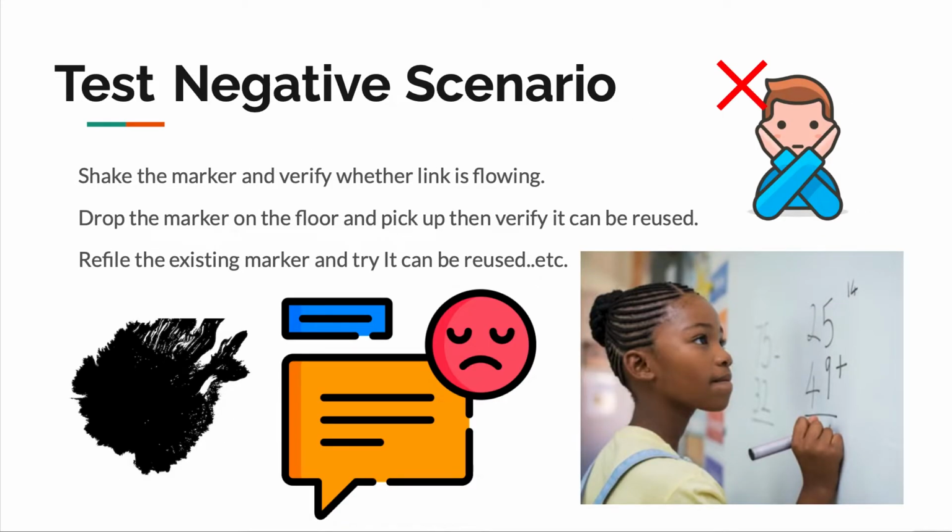Now what next? So we need to cover negative test scenarios. As part of negative test scenarios, I need to do things like, okay, check the marker and verify whether ink is flowing or not. It's very simple. Again, drop the marker on the floor and pick it up, then verify it can be reused. Then refill the existing marker and try if it can be reused. Okay, so these are the negative scenarios for a marker. For any other object, you can write accordingly.